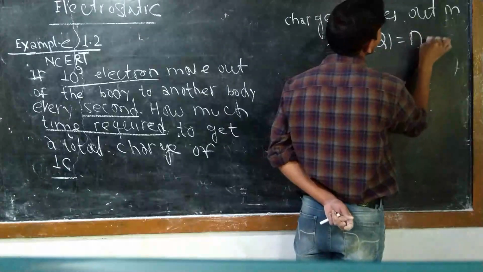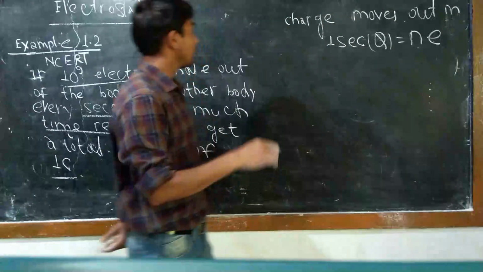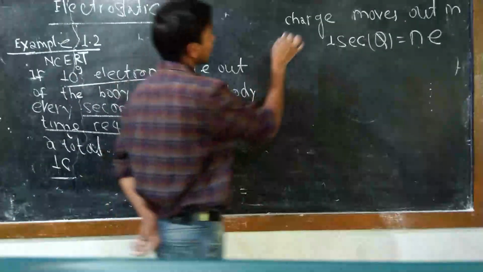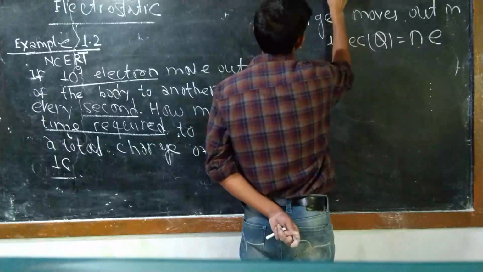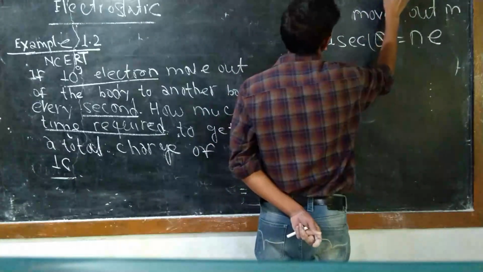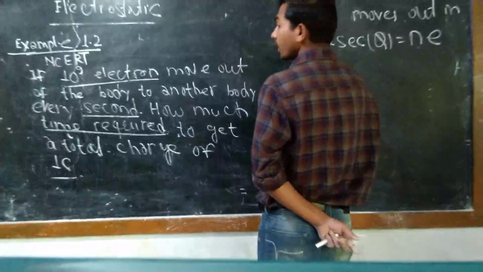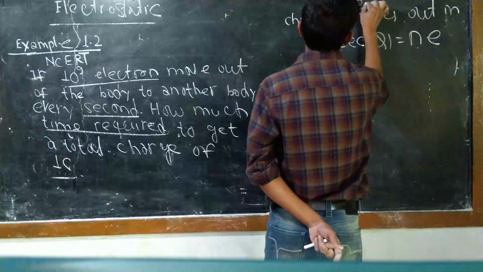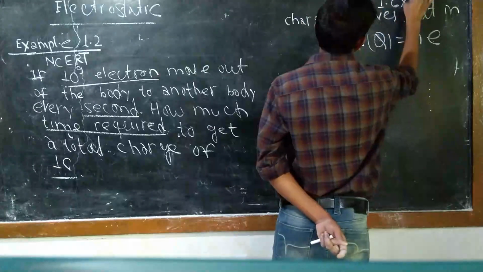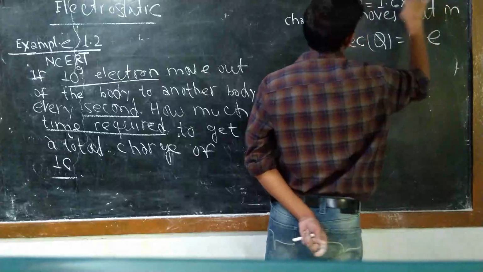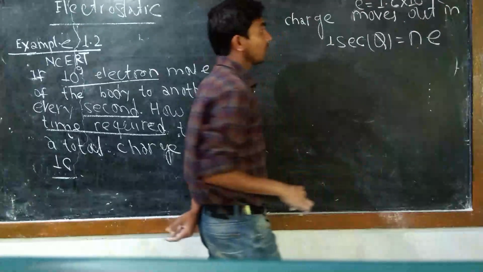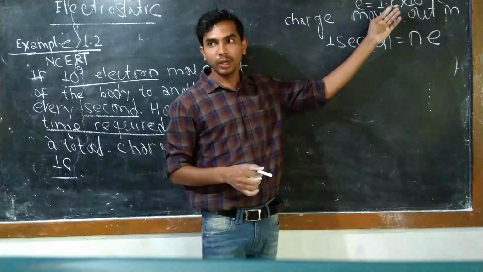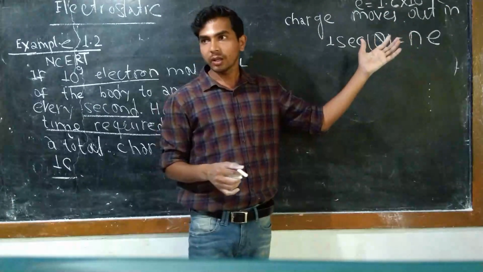And that Q is nothing but N times e. In the question, N is given. I am writing here: given. What is given? N, the number of electrons, is given as 10 to the power 9. And e is known to you. e is the charge on an electron, equal to 1.6 into 10 to the power minus 19. I am writing the magnitude only, because an electron has negative charge, but I am taking it positive because I am taking magnitude only.